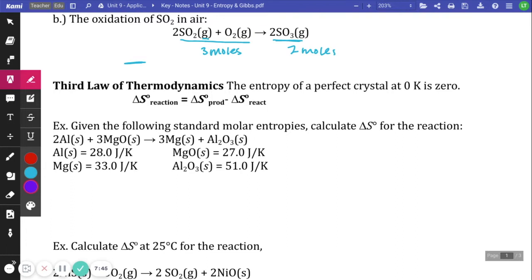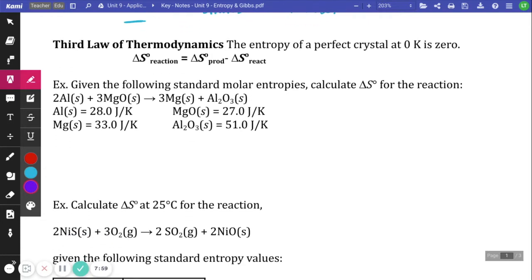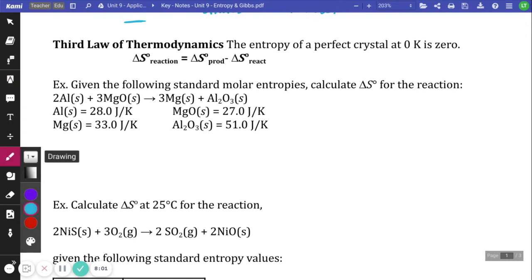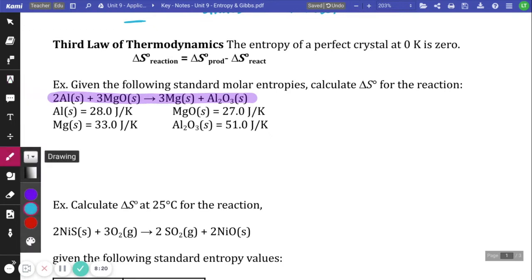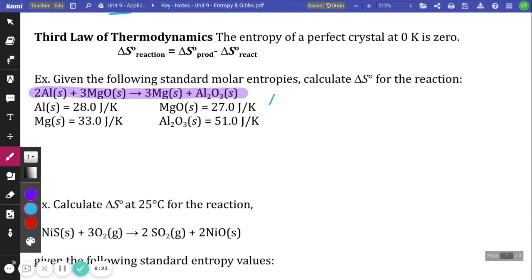So delta H of our enthalpy is equal to the sum of our delta H of our products minus the sum of the delta H of our reactants. So very similar things going on there. All right, so let's go ahead and solve our first one right here. It says, given the standard molar entropies, calculate delta S for the reaction. We have our reaction right here: 2 moles of aluminum plus 3 moles of magnesium oxide yields 3 moles of magnesium plus 1 mole of aluminum oxide.